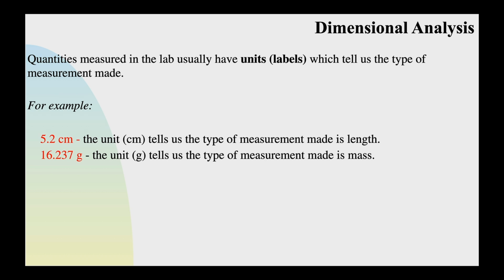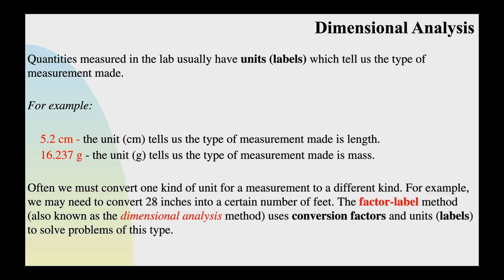16.237 grams, the 16.237 is how much. And of course, the gram tells you some kind of mass. So both the number and the unit are super important in chemistry. A lot of times you want to convert, though, like centimeters to kilometers or grams to nanograms, something like that.